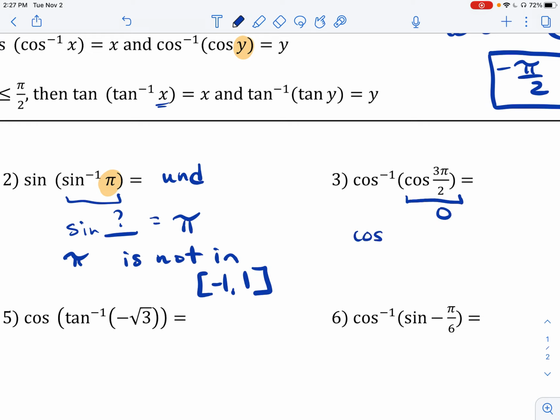What is the arccosine of 0? That is to say, the cosine of what angle gives me 0? So let me actually write it this way. Cosine of what angle gives me 0 such that I am in the proper range of arccosine, and that would be pi over 2.